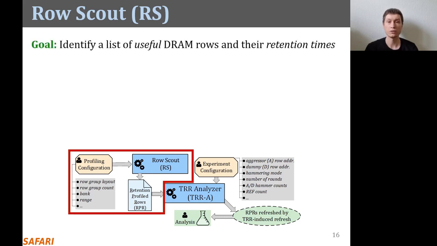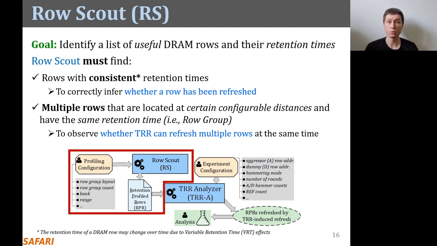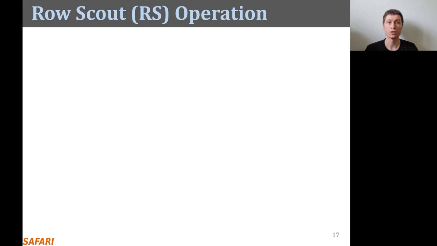The goal of row scout is to identify a list of DRAM rows which must be useful for TRR analyzer, and the retention times of these rows. Row scout must find rows with consistent retention times. This is critical for UTRR to correctly infer whether or not a row has been refreshed by a TRR-induced refresh operation. Row scout must find DRAM rows whose retention time do not change over time due to variable retention time, or VRT, effects. Row scout must also find multiple rows, or a row group, that are located at certain configurable distances and have the same retention time. This is required so UTRR can observe whether or not a TRR mechanism can refresh multiple potential victim rows at the same time. I will now explain the row scout operation using a flowchart.